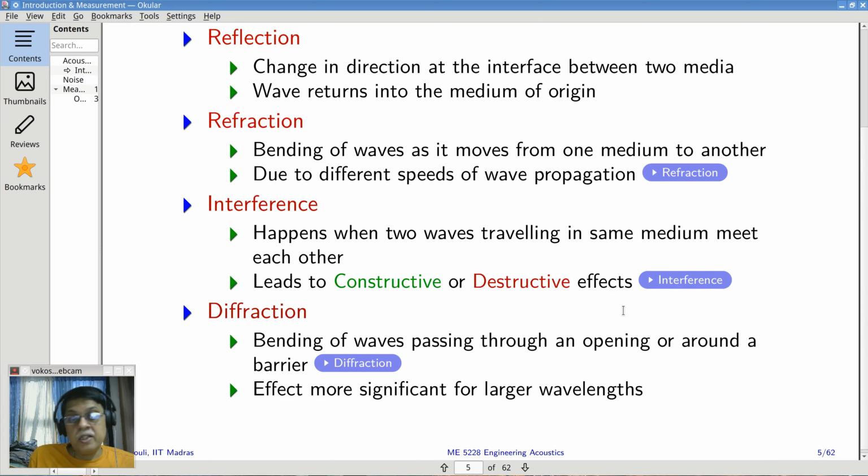Then you have interference. Again, this is true in optics as well as in acoustics. When two waves meet each other, you can have constructive and destructive effects, where amplitudes add and where amplitudes subtract. So this is called interference.